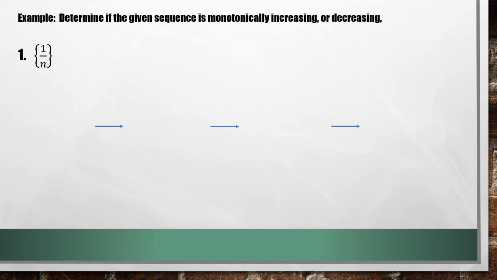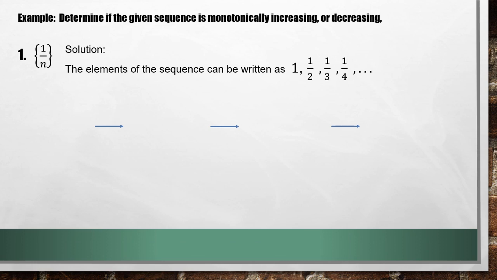Okay, example number 1. Determine if the given sequence is monotonically increasing or decreasing. Number 1 is the sequence 1 over n. Now, if we are going to write the elements of the sequence 1 over n, if n equals 1, the first term is 1. Then if n is 2, the next sequence term is 1/2. If n equals 3, our third sequence term is 1/3. And if n equals 4, the fourth sequence term is 1/4.